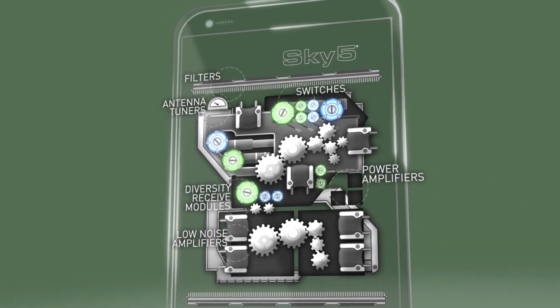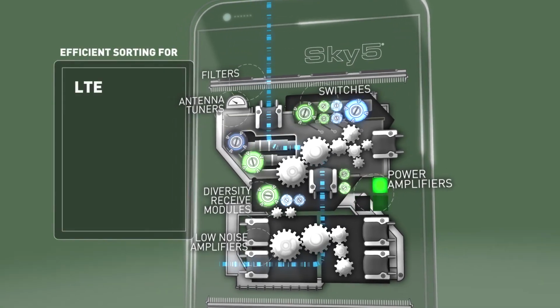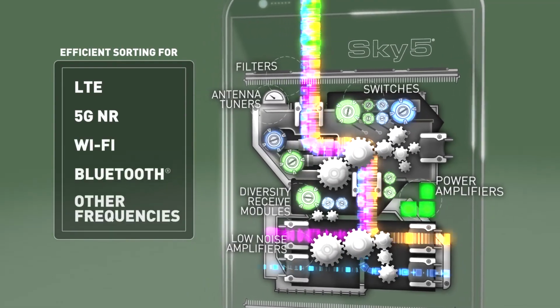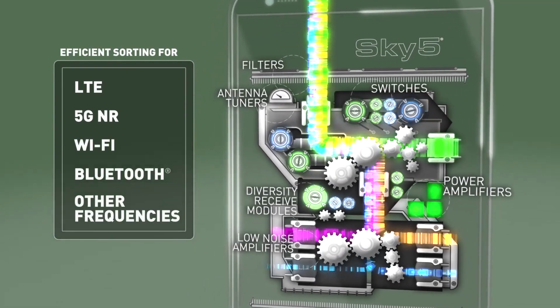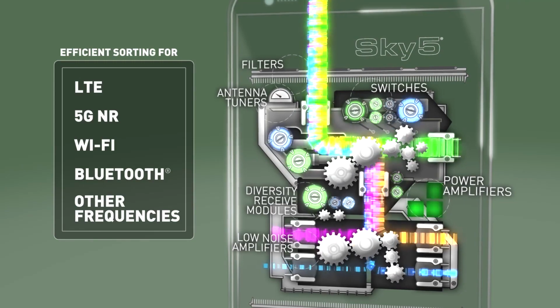It will also require a step function increase in analog performance, advanced filtering and power efficiency, adding a significant amount of complexity. The radio front end must efficiently sort multiple LTE and new 5G NR bands, along with Wi-Fi, Bluetooth, and other radio spectrum frequencies. This is an order of magnitude more complicated than any mobile architecture that exists today.